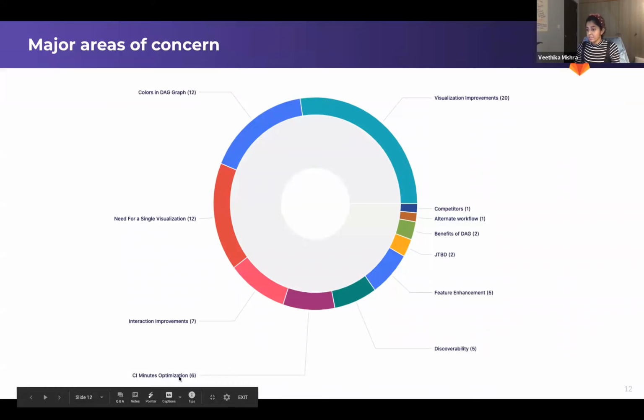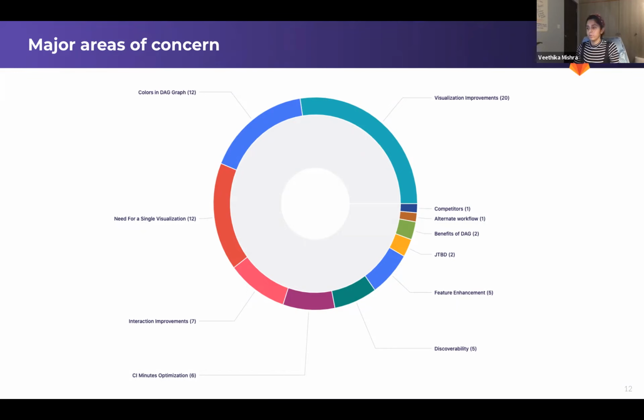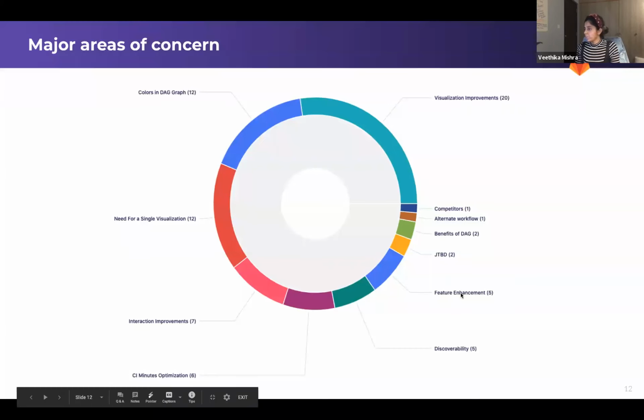Then CI minutes optimization. This is something that didn't even occur on the public feedback issue, but in the interviews, almost everybody mentioned that the DAG visualization is going to help them a lot in optimizing their CI minutes usage. And it kind of aligns with our present direction as well. So I thought this is really good to know information, and hopefully we'll be able to do something with this. Then the other areas were discoverability, then feature enhancement, and all of that, some very obvious stuff.